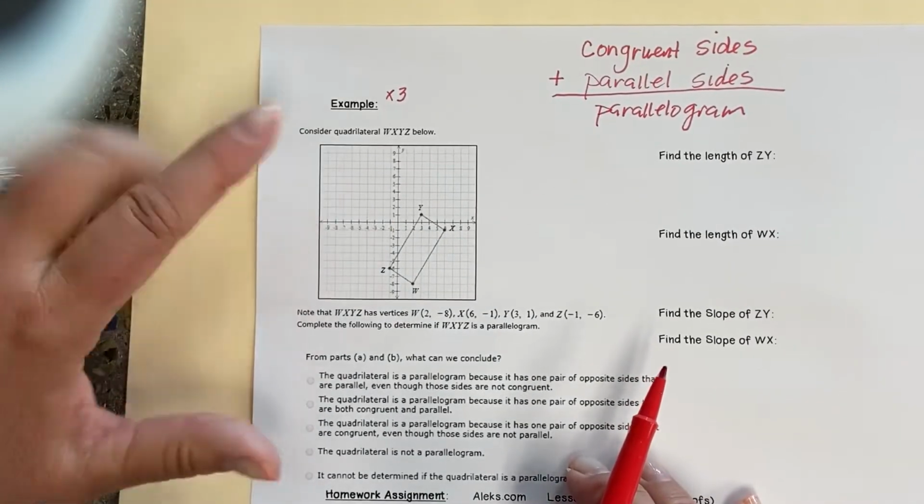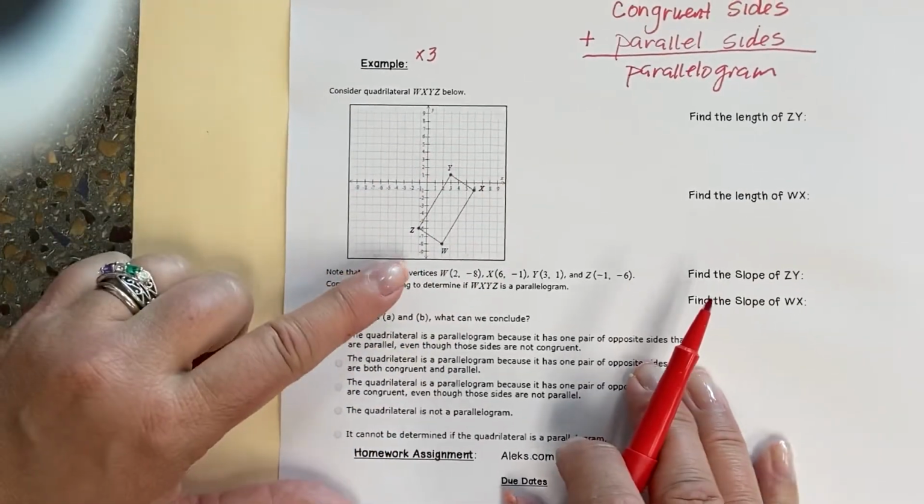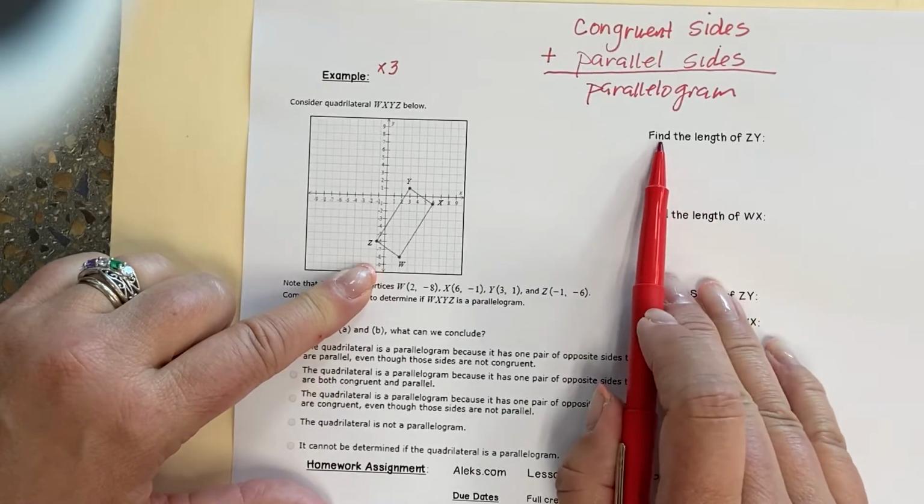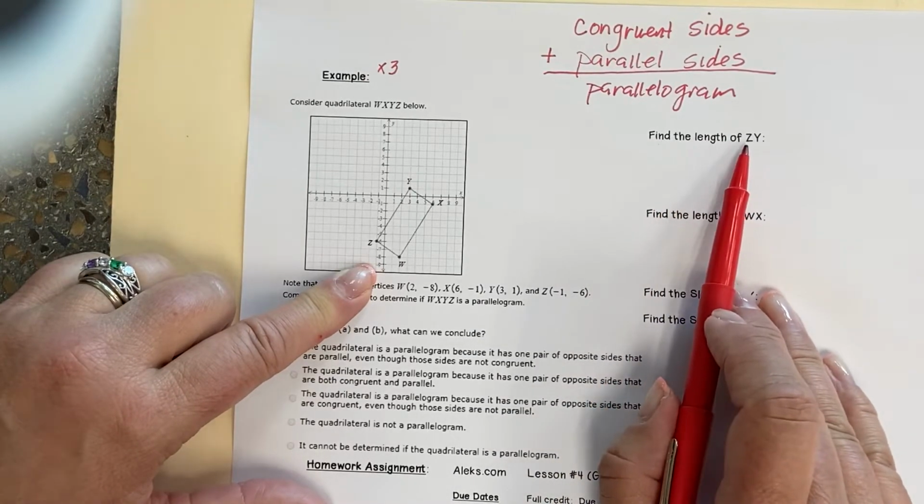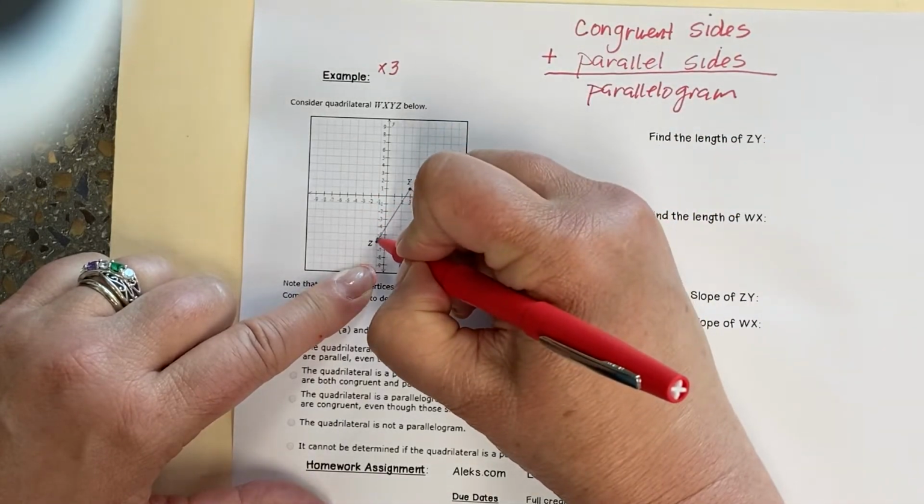On Alex, you're going to get some kind of quadrilateral, some type of four-sided figure, and then they're going to ask you some questions. In this one, it says, find the length of ZY. This one is right here.